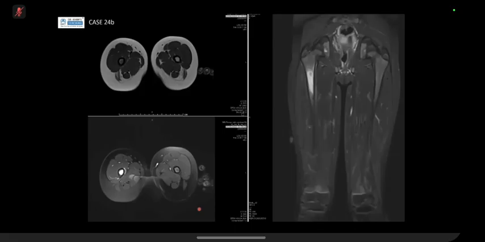This is a coronal T1 post-contrast MRI. Then axial T1 and axial T1 fat saturation. I see that in the right femoral shaft, proximal diaphysis, there is an enhancing area at this region of periosteal reaction. There's no cortical break. There's no adjacent soft tissue mass.